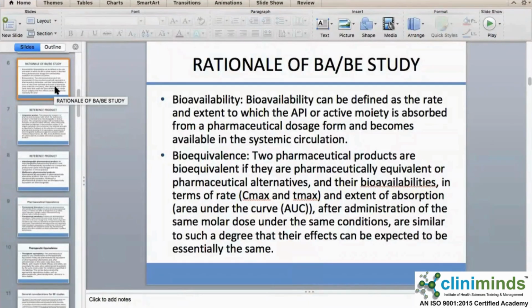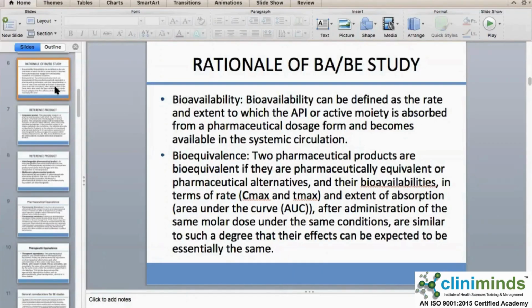So again, this is the rationale for BA/BE study. This is just the definitions. Bioavailability, as we know, is the rate and extent to which the API, or the active moiety that we call active pharmaceutical ingredient, is absorbed from a pharmaceutical dosage form and becomes available in the systemic circulation. That is what we mean by bioavailability.